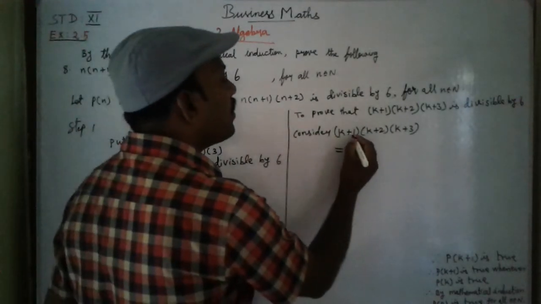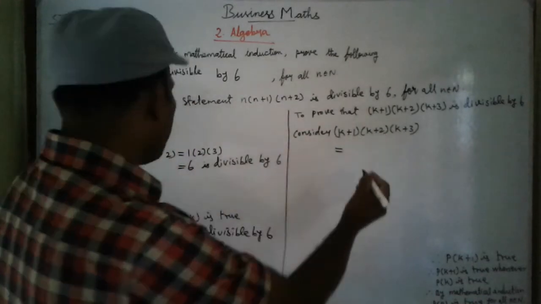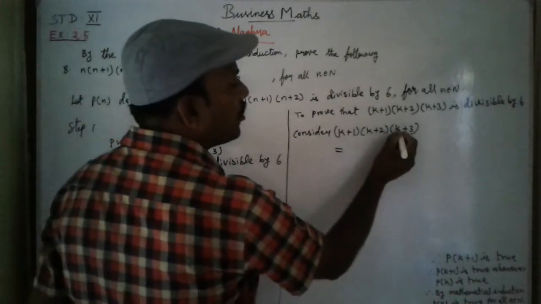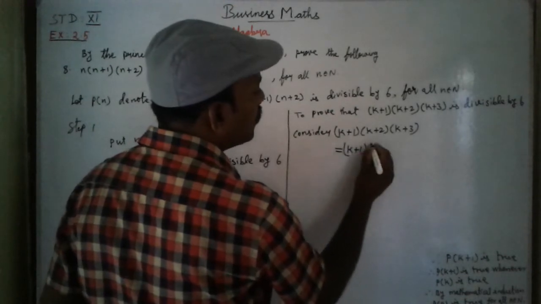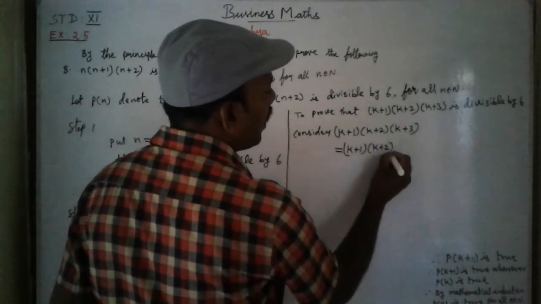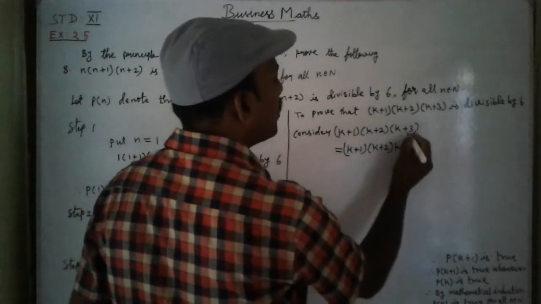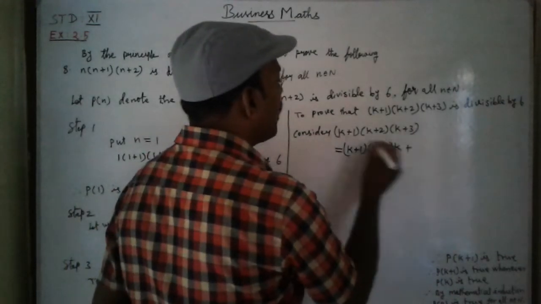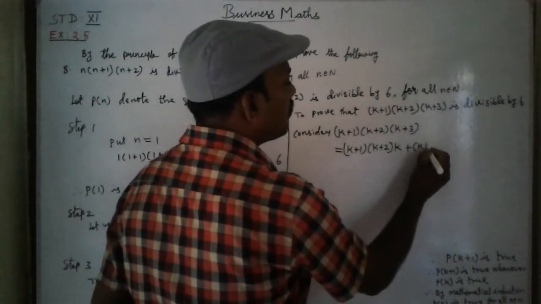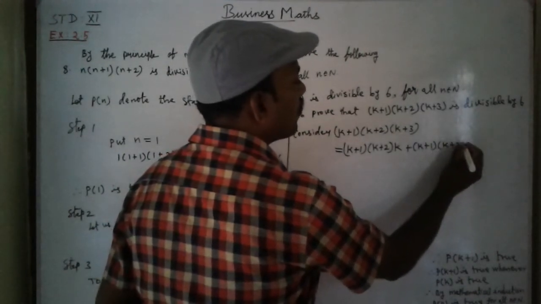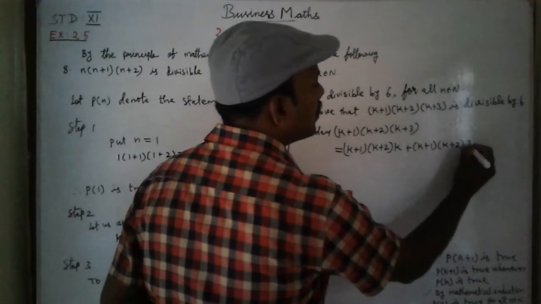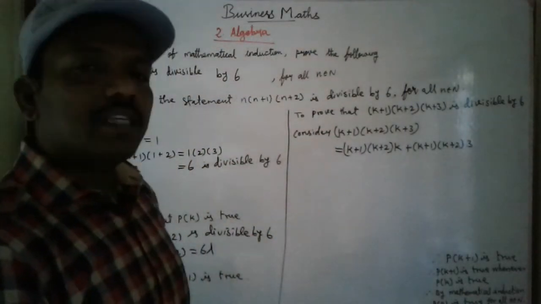So k plus 1 into k plus 2 into k. First we should multiply k plus 1 into k plus 2 into k. Next, this is the symbol, k plus 1 into k plus 2 into 3, we should multiply there.